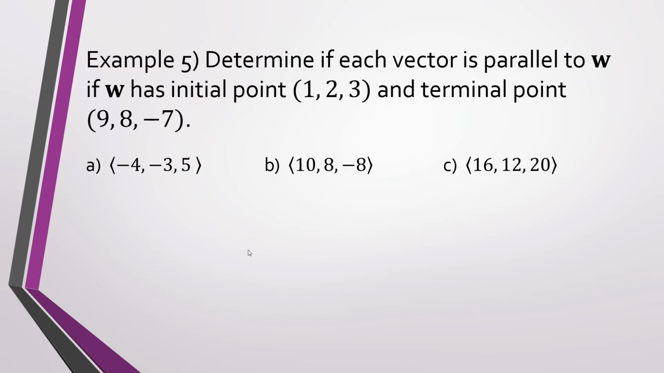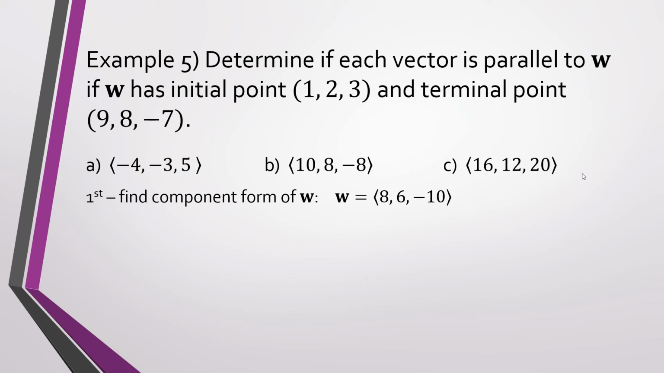Example 5, we're going to determine if each vector is parallel to vector w, if vector w has an initial point of 1, 2, 3, and a terminal point of 9, 8, -7. The three vectors we're going to compare that to are a vector with an x component of -4, a y component of -3, and a z component of 5. Then we're going to look at the vector 10, 8, -8. And then we'll look at a vector with components of 16, 12, and 20.